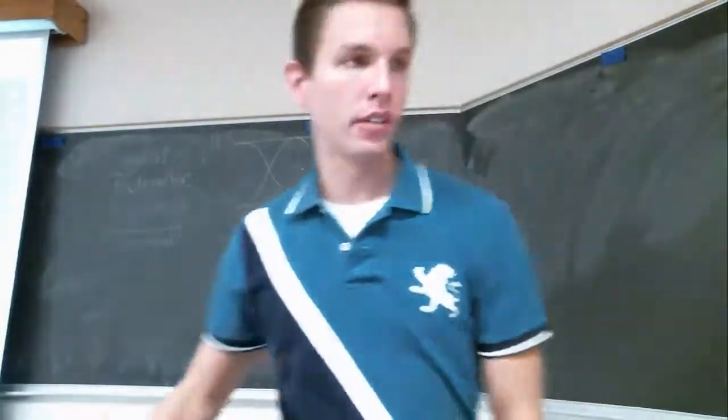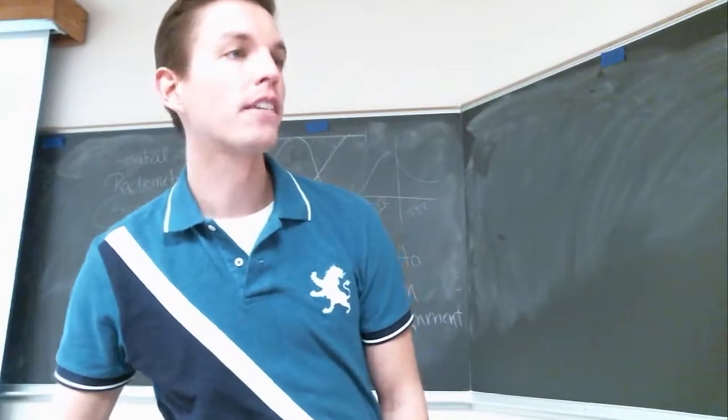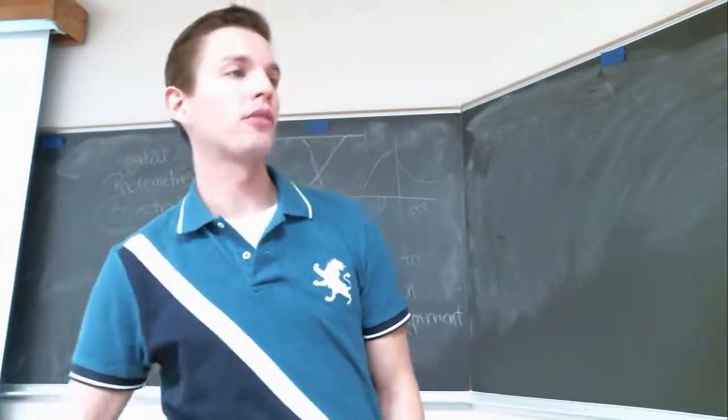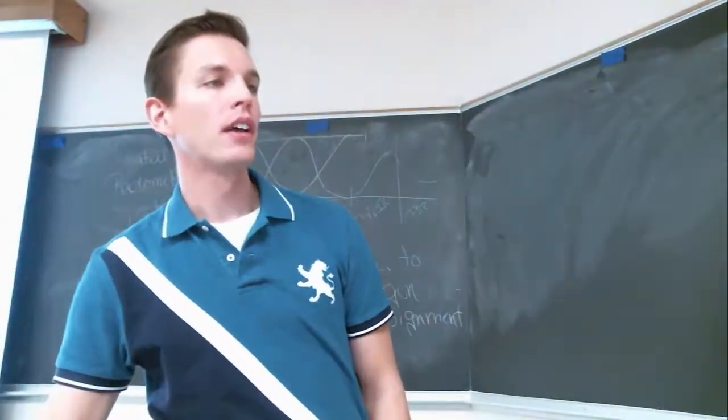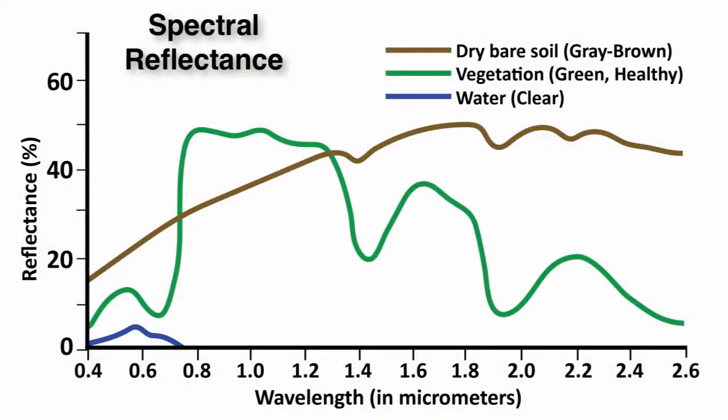I want to go over here, and this follows directly on the question that we just had. When you're doing remote sensing, you tend to look at a lot of things that look like this. This is spectral reflectance for 3 different things here: dry bare soil, green vegetation, and clear water.